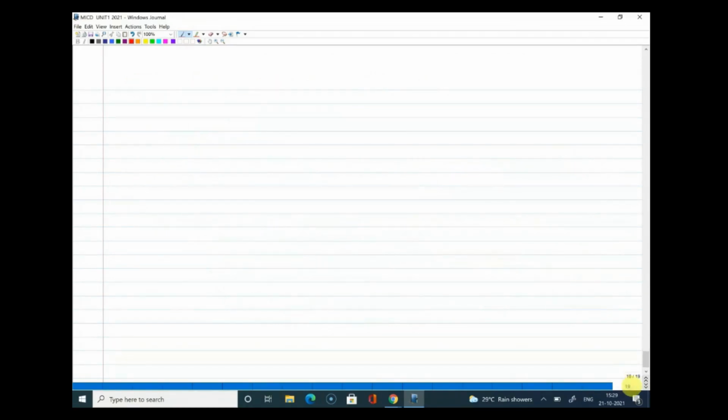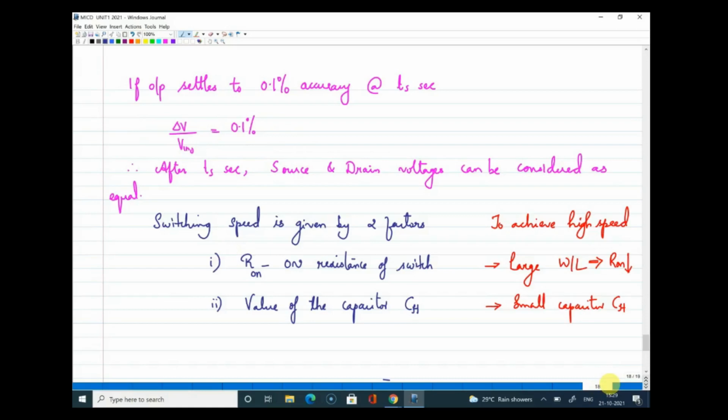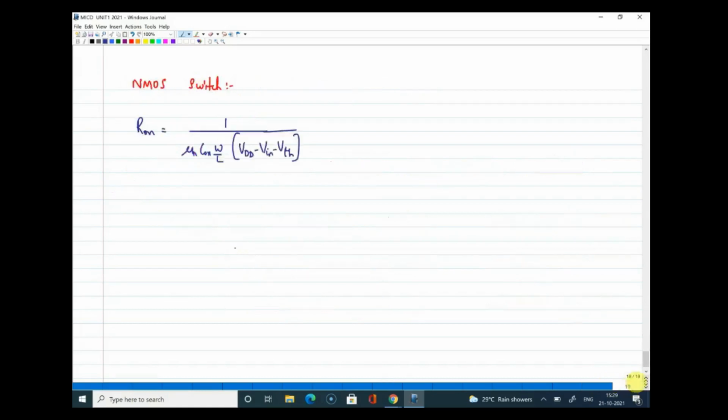If you look at the NMOS switch that we have looked at in the previous classes, the on resistance can be written as 1 by mu n Cox W by L into (VDD minus Vin minus VT or VTH, whatever it is). This is the on resistance, right? The switching speed depends on R and C, but if you look at R, there is a small difficulty here. Can you observe it from the equation of the on resistance?